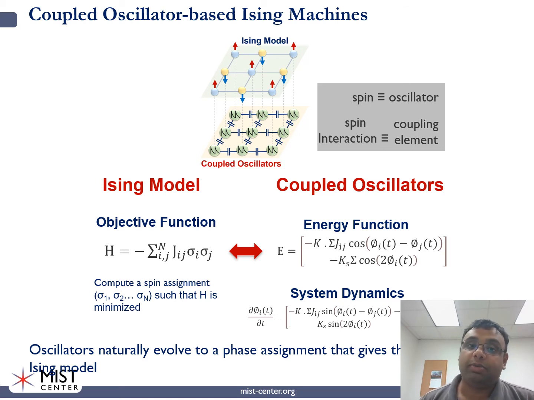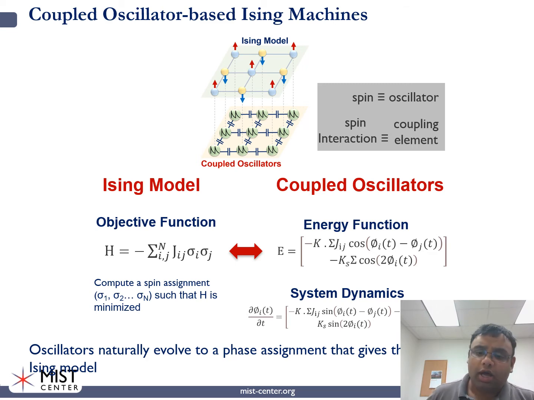So every spin is represented by an oscillator, and then the interaction between every spin is represented by a physical coupling element amongst the oscillators. And so it turns out that when you analyze the system, you can figure out the energy function and prove it to be equivalent to the Ising function. And the corresponding system dynamics are described by the stochastic differential equation that is shown at the bottom right.